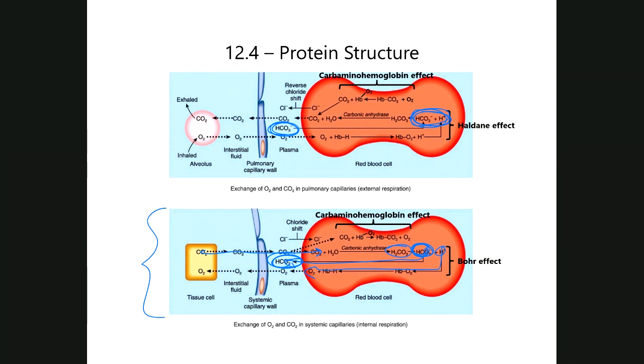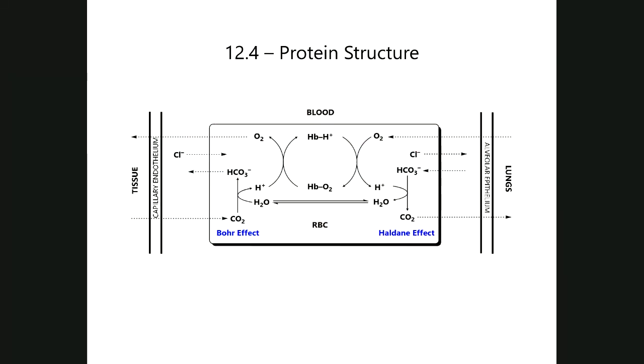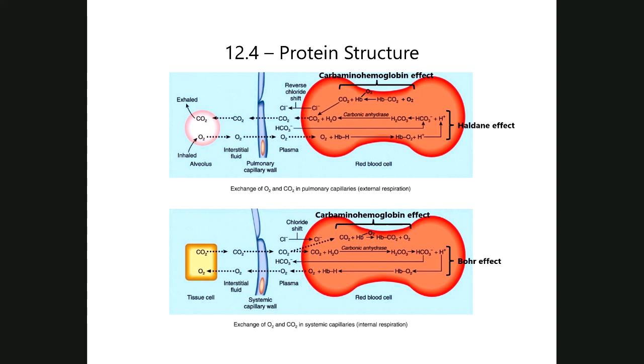So it turns out that as bicarbonate is being excreted, is not the right term, but it's being taken outside of the cell, something needs to replace it. Chloride will come in and replace the bicarbonate. And this is known as the chloride shift, that exchange of bicarbonate for chloride. If I go back to the previous slide, you'll see that for every bicarbonate that exits, a chloride enters. For every bicarbonate that enters, a chloride exits. That's the chloride shift. The same thing happens in the lungs.